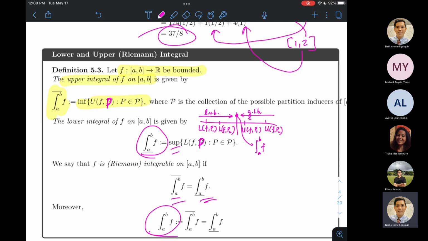Everything is good pa? Or super basic pa naman niya? Kaya okay lang.